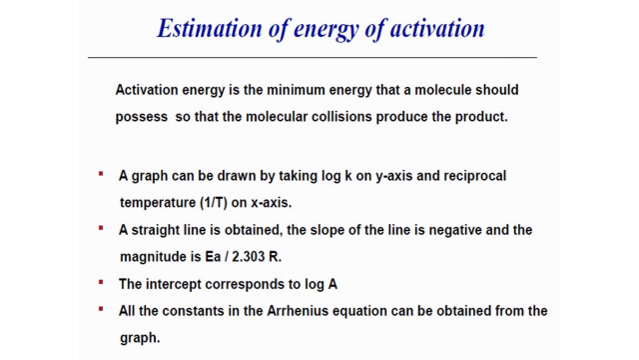In the x-axis, here we are going to put the reciprocal. Then a straight line is obtained, right, with a negative slope, and this will give the magnitude. This slope is nothing but Ea by 2.303 R, right? And the intercept of that straight line is the log A, that is the Arrhenius factor. So at the particular condition, you can determine the activation energy as well as the value of A, that is the log A. So all constants in the Arrhenius equation can be obtained from this graph.